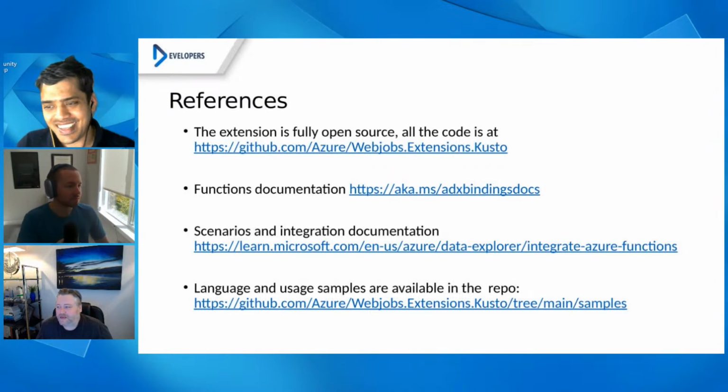Right, thank you, Ram. And here on the screen, you should see some links to references. So, like he covered, the extension is fully open source. All of the Azure Functions extensions are. This is the one for the Data Explorer or Kusto. We have aka.ms/adx bindings docs as well for the documentation. There's some more scenarios and other documentation as well on the Data Explorer pages. And finally, some samples are under the same GitHub repo as the extension if you want to check out the sample that Ram just went over.